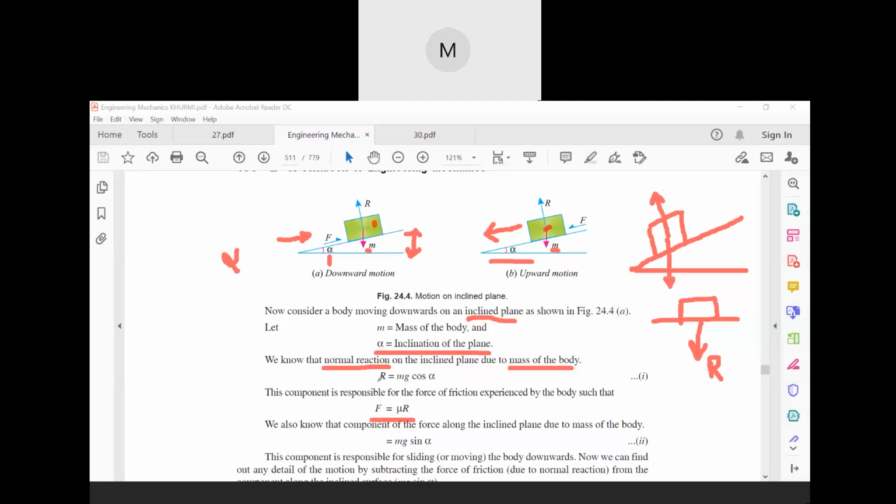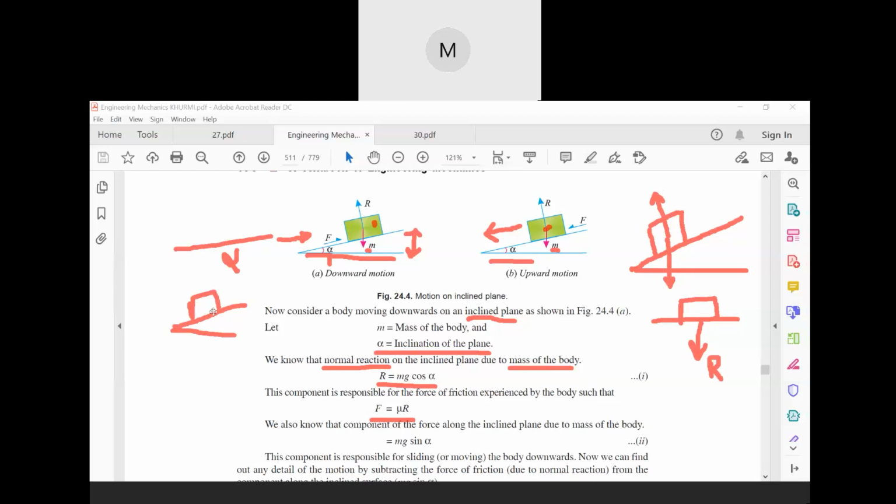Now R, we found out, R equals mg cos alpha. You have to remember these terms. Okay. So now why mg cos alpha? Someone might ask. So mg cos alpha is because, look, this one is the plane. So we have to draw like this. Now there is an inclined surface here. The body is here.